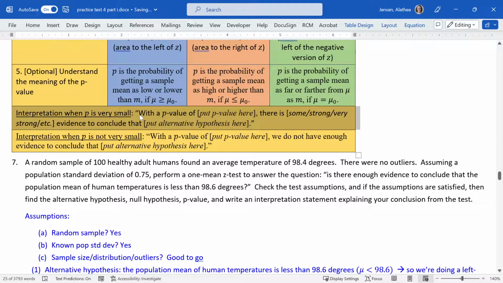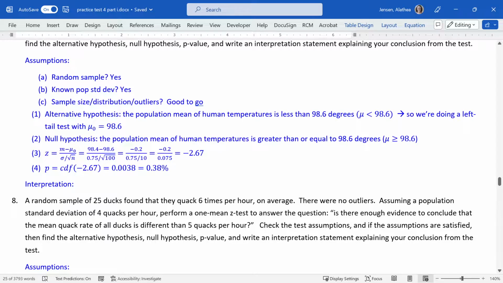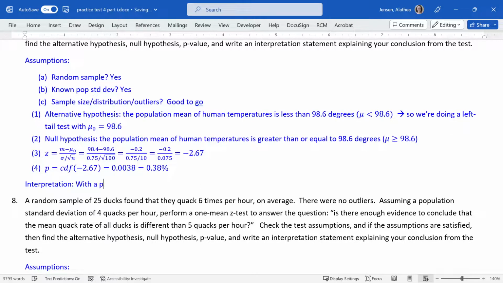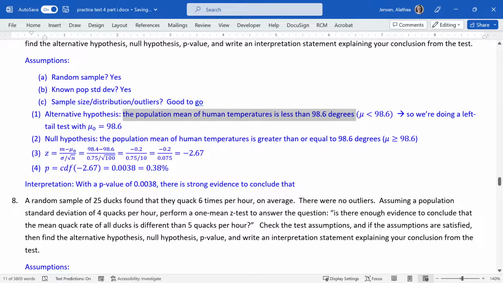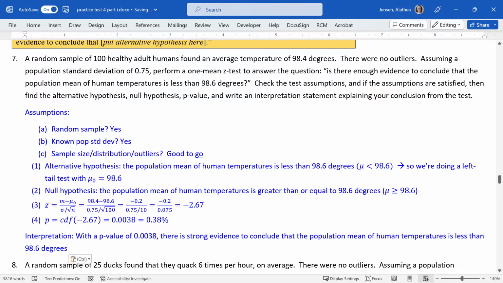So my interpretation will be, with a p-value of 0.0038, there is, I guess I'll go with strong evidence to conclude that, and then I'll put the alternative hypothesis. You can literally just paste in whatever the words were from your alternative hypothesis or from the question that was originally asked in the problem. Okay.